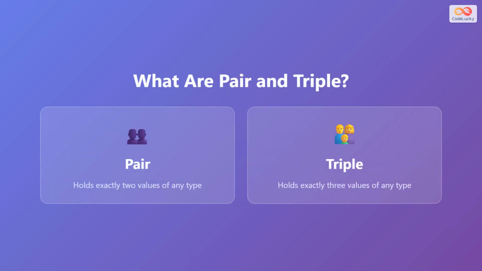Pair is a data class that holds exactly 2 values of any type. These values can be of the same type or different types. Triple works the same way, but holds exactly 3 values instead of 2. Both are generic classes, meaning they can store any combination of types you need.